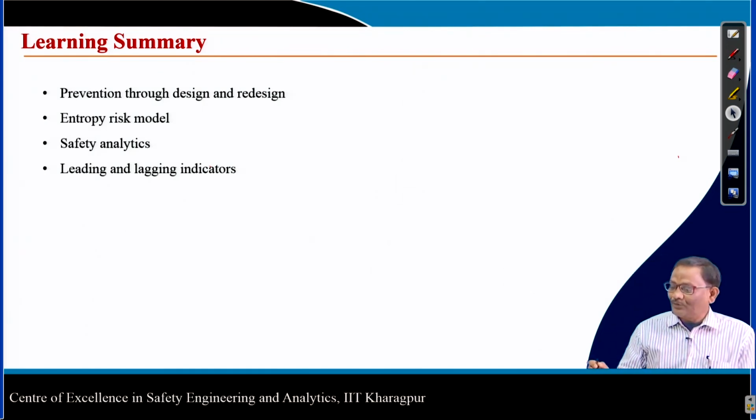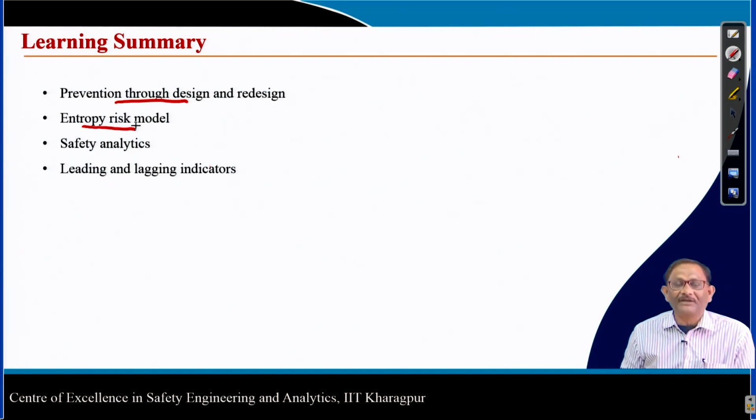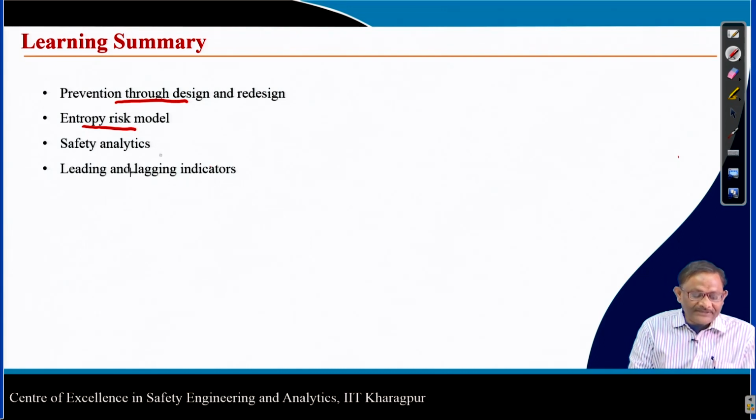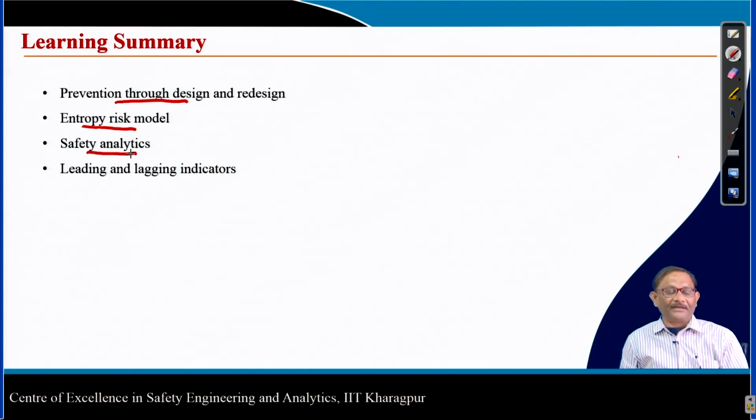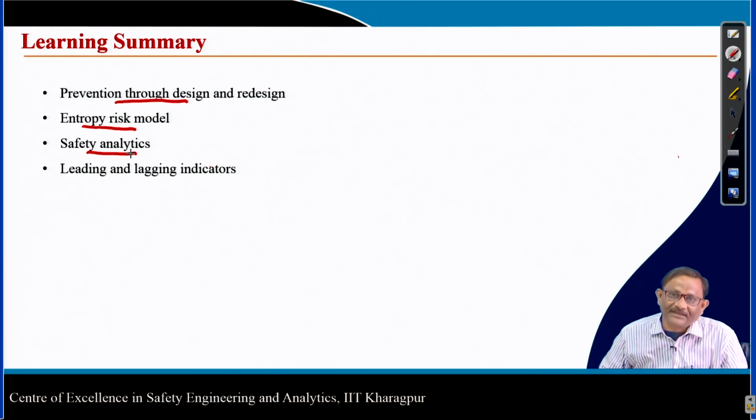So what have you learned so far in this lecture? You have learned what prevention through design is. You have learned what is meant by entropy risk and what the entropy risk model is. Then what safety analytics is, what leading and lagging indicators are, and the usefulness of leading and lagging indicators. So what do we mean by effective control and implementation of risk control system? I have given you 4 important parts from the quality domain: RCS characterization, RCS control, RCS optimization and robust design.